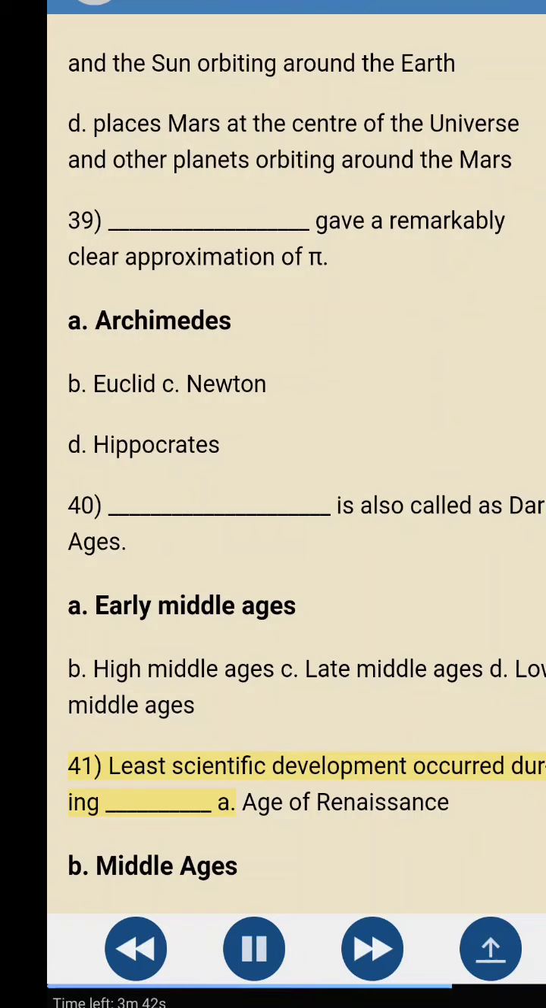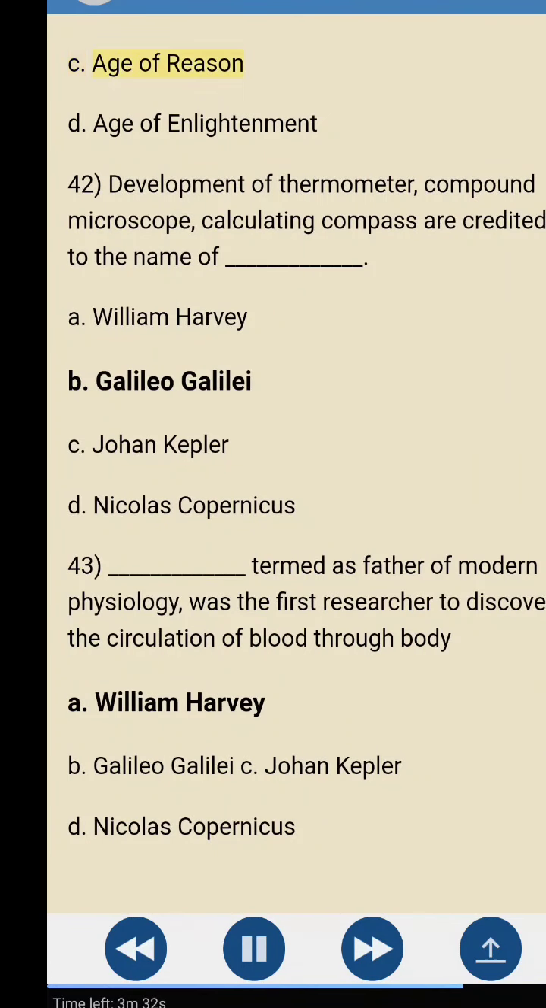41. Least scientific development occurred during blank. A. Age of Renaissance. B. Middle Ages. C. Age of Reason. D. Age of Enlightenment.